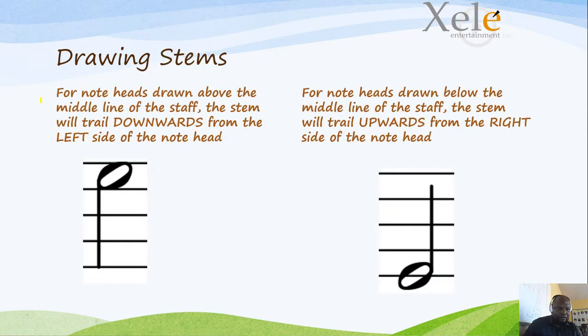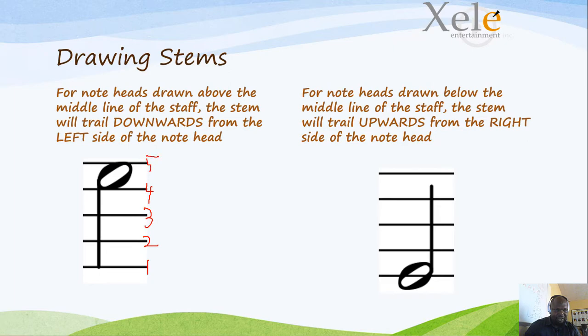Okay, for note heads that are drawn above the middle line of the staff, the stem will trail downwards from the left hand side of the note head. Okay, so let's look for that middle line. On this staff here, the middle line should be line number 3. Let's just cross check that right here. Remember that we'll count the lines from the bottom to the top. So I have line 1, line 2, line 3, line 4, and then line 5.